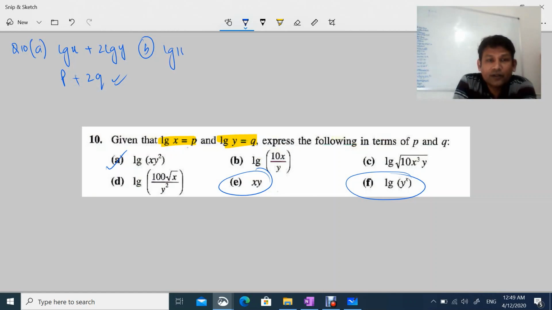lg 10 plus lg x minus lg y. This value is given, this value is given, lg 10 is equal to 1, and the values are given, so you can put them in and get the answer.